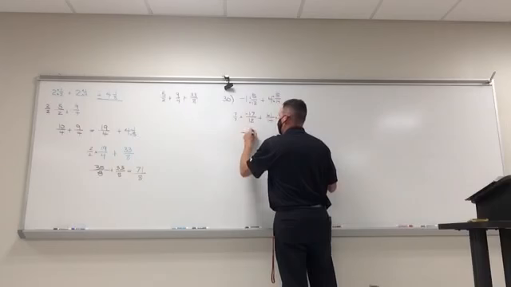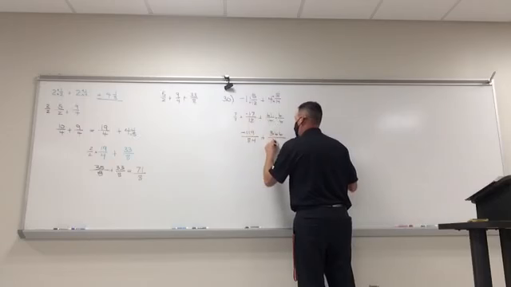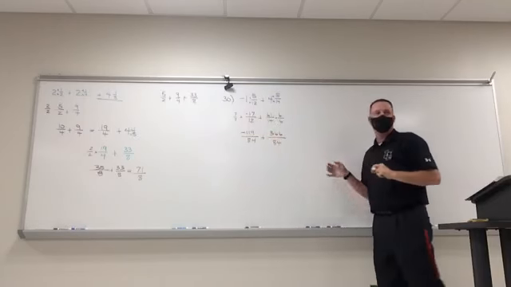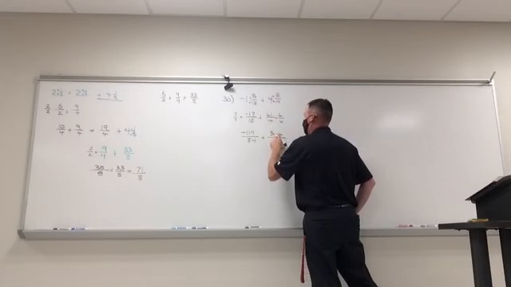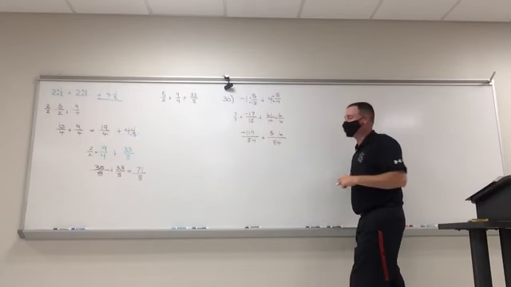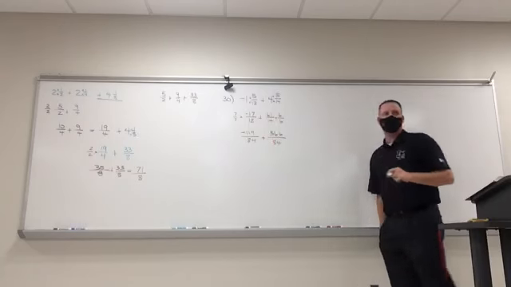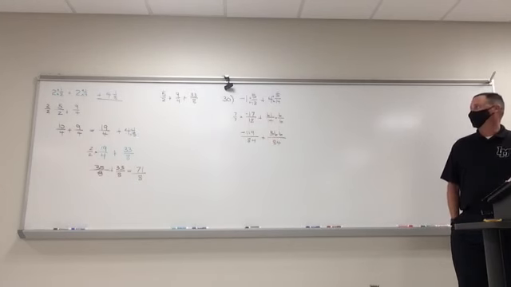Negative 119 over 84 plus 366 over 84. Does that sound right, ladies and gentlemen? It's what? 366. Okay. You guys have the calculators. 60 times 6 is 360, so it's 366.